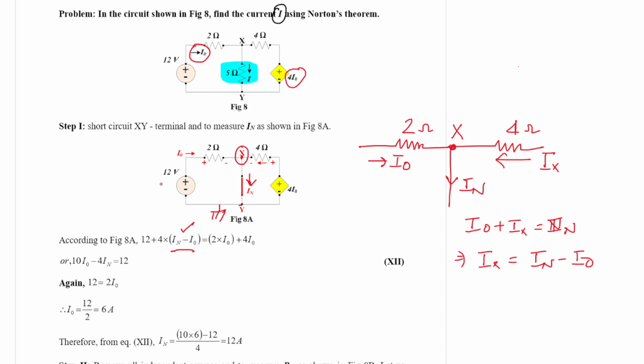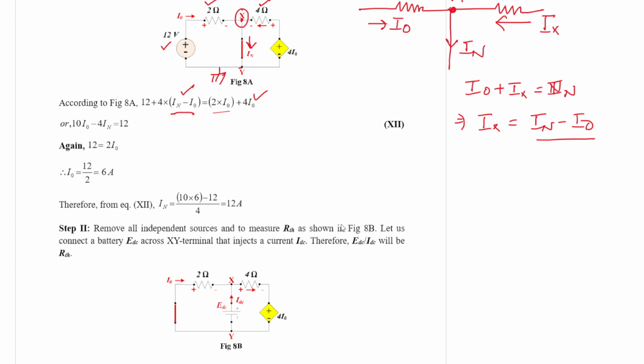Now the polarity of this 12 volt and the polarity of the 4 ohm resistor, the potential drops across the 4 ohm resistor, they are additive. That is why they are added: 12 plus 4 into this IX current, which is IN minus I0. And the potential drop across the 2 ohm resistance and this dependent voltage source, these two potentials are additive. However, they are subtractive to these two: I naught, that is the drop across the 2 ohm resistance, and 4I naught, the dependent source. If you solve this, we will get the equation 10I naught minus 4IN is equal to 12, which is equation 12.